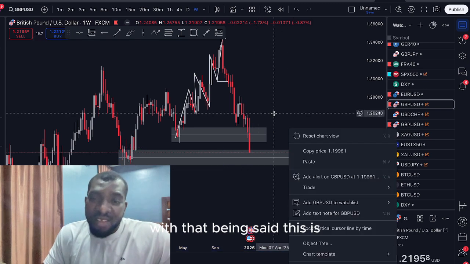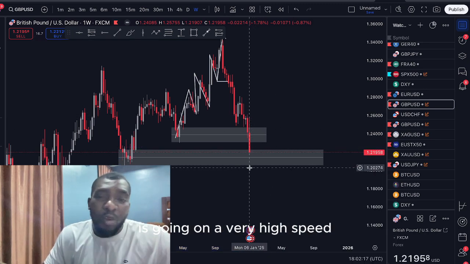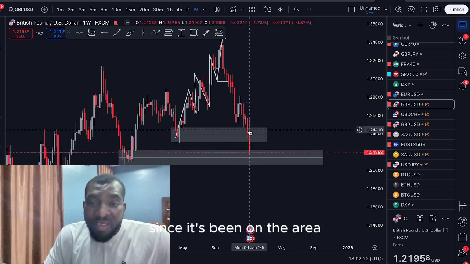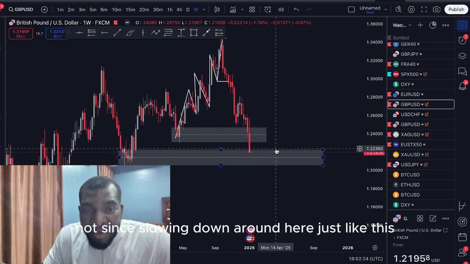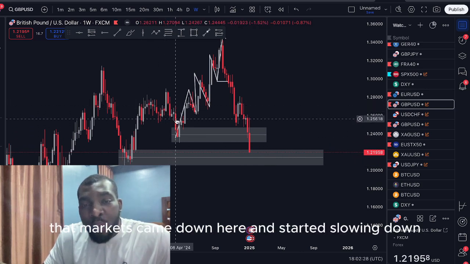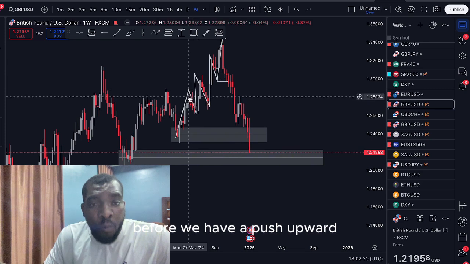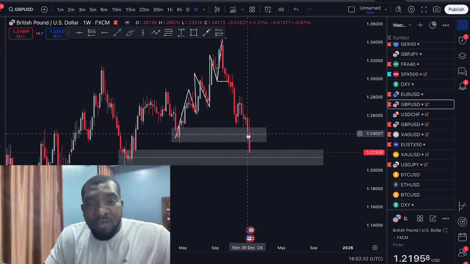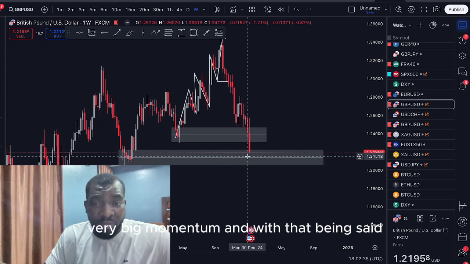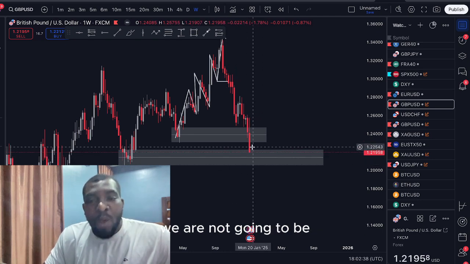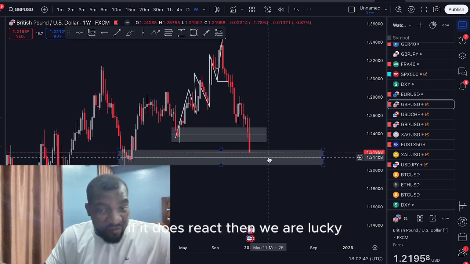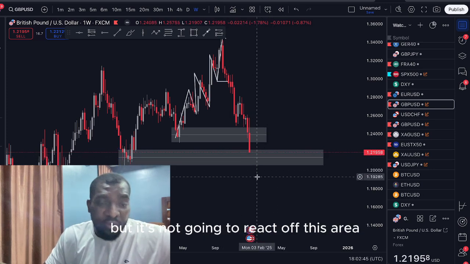With that being said, this candle we are seeing here is going at a very high speed, and that's what we call momentum. We are not seeing it slow down around here, just like this one, where we saw the market came down here and started slowing down before we had a push upward or a push downward. In this case, the market is pushing with very, very big momentum. With that being said, we are not going to say that price is going to react off this area. If it does react, then we are lucky, but it's not going to react off this area.